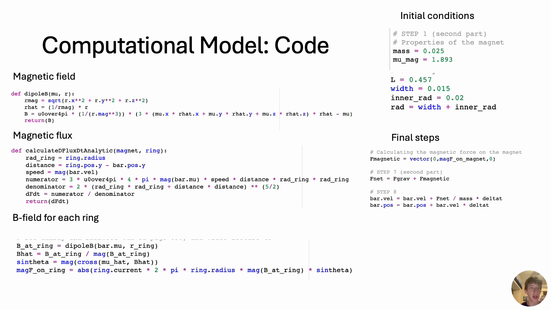And then the B fields for each ring were made. The final step was pulling all that together to make the force from the magnet in the y direction, and Fnet was just adding that and the gravitational force that we already calculated. Below that was calculating the bar's velocity and position based on those forces and velocities.